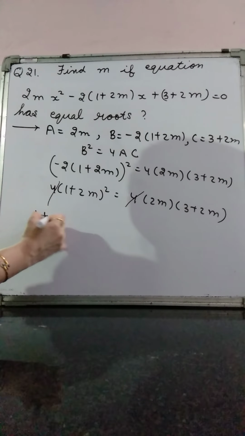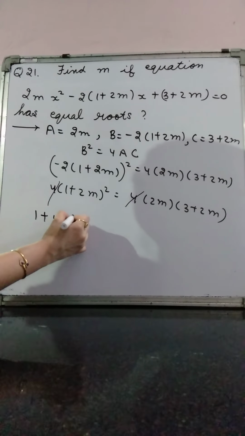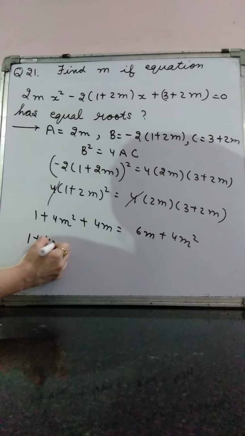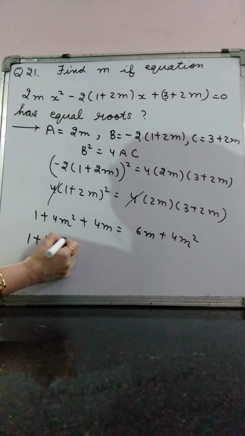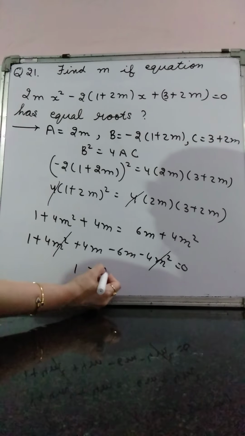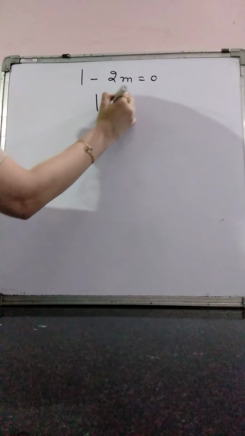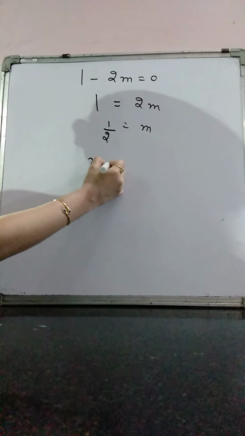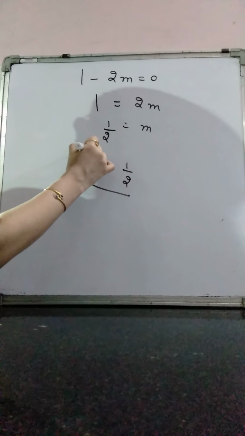Apply the identity. 1 plus 4m square plus 4m is equal to, multiply them, 6m plus 4m square. Collect all terms on one side. Cancel them. 4m square minus 4m square. 1 minus 2m. One minus 2m is equal to 0. So the value of 1 is 2m. Bring 2 to the denominator. So the value of m is equal to 1 by 2.